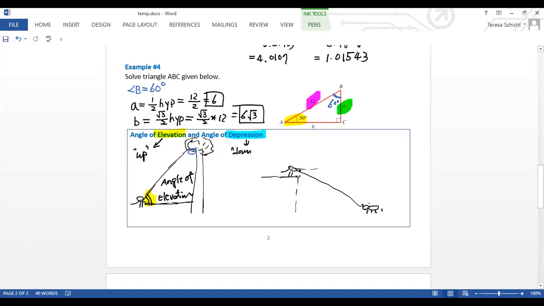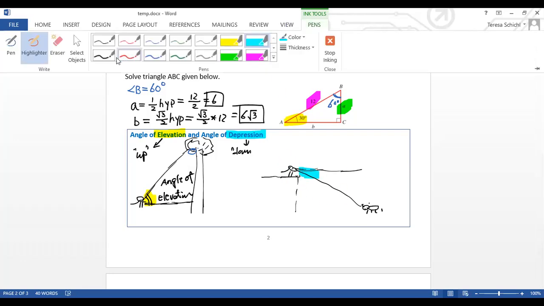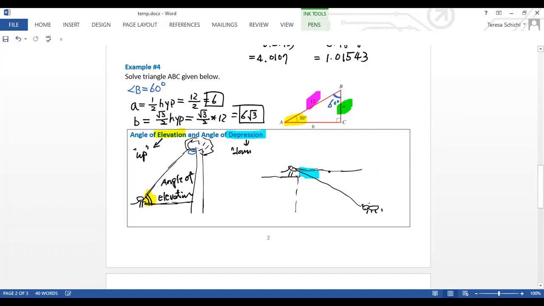Then this angle here, measured from the horizontal line as you look down, we call the angle of depression. Then we can use our trig function definitions to find, for example, how far the dog is from the cliff. You can also estimate how tall a tree or a building is.